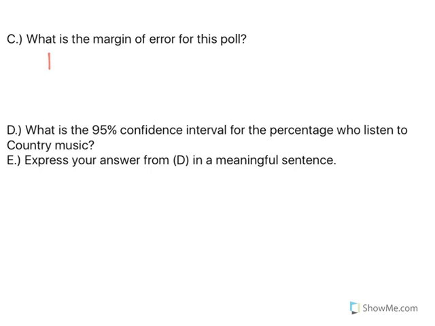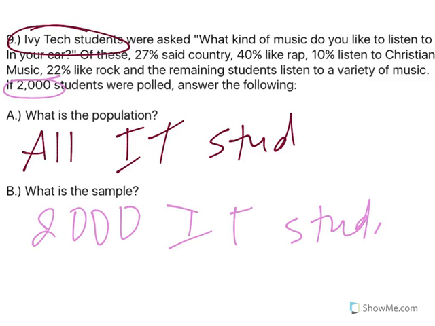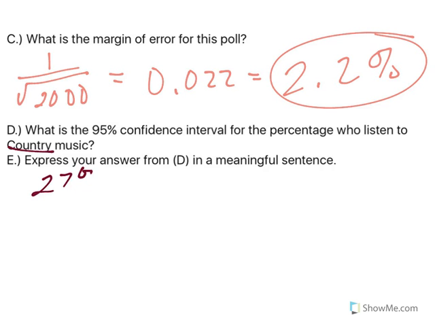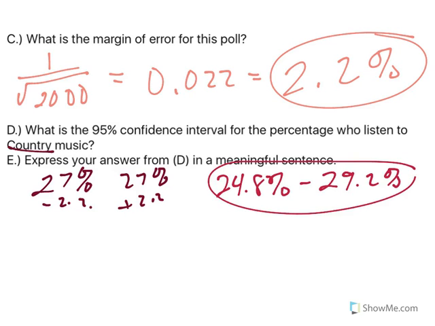Margin of error, well, we find that by taking 1 divided by the square root of the sample size, and the sample size is 2,000. So 0.022, which is 2.2%. 95% confidence interval, and this is for country music. So if I go back, 27% said country. So I'm going to take 27% and subtract 2.2, and I'm going to take 27% and add 2.2. So I end up at 24.8% to 29.2% is my confidence interval.